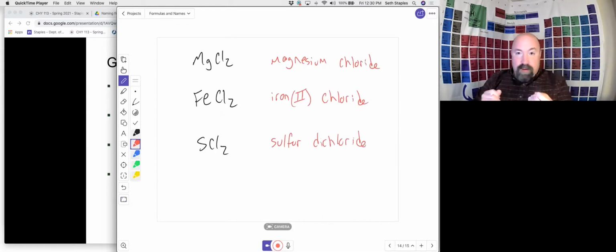Any different combinations for any of these? Magnesium dichloride would be wrong. Magnesium 2 chloride would be wrong because you don't need the charge in there. Iron 3 dichloride, wrong. Iron chloride without that charge, wrong. Sulfur chloride without any sort of di in there, wrong. It's got to be sulfur dichloride, and so forth. Very, very, very specific naming rules.